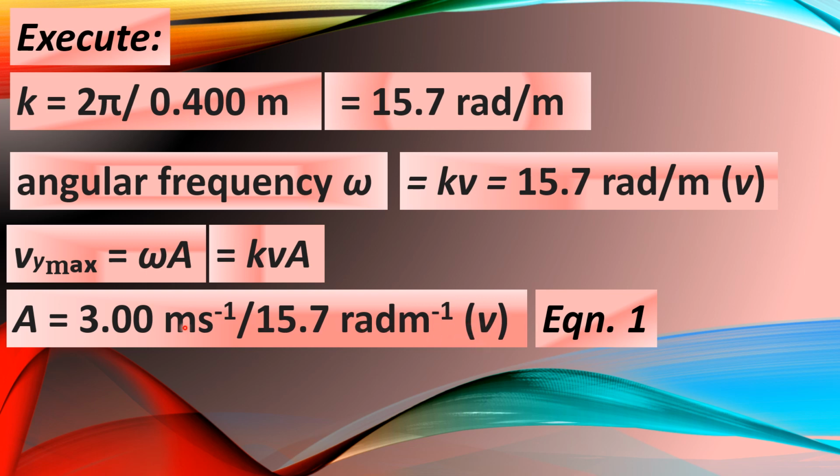So equation 1 contains two unknown variables, the amplitude capital A and the wave speed of propagation, small letter v.